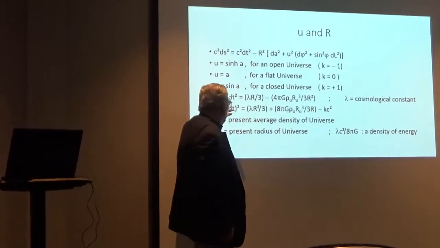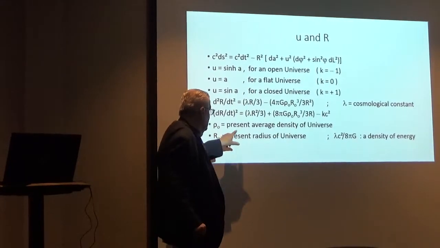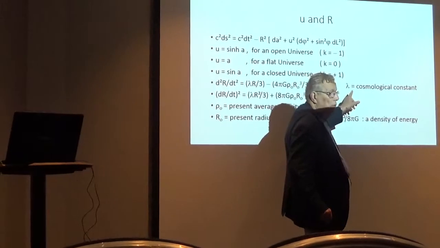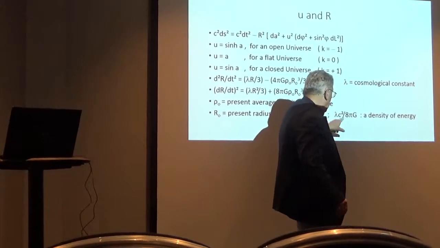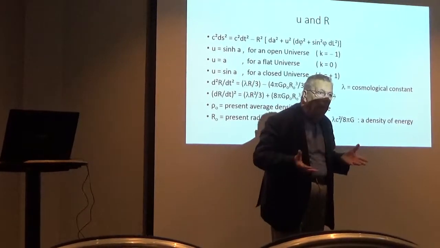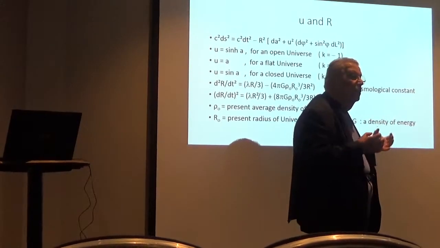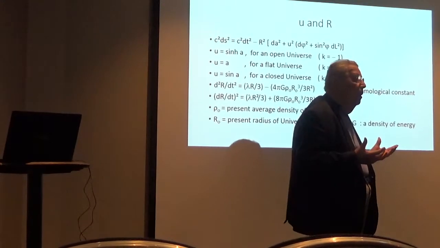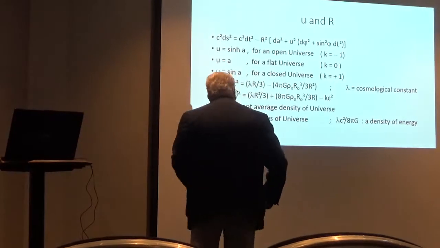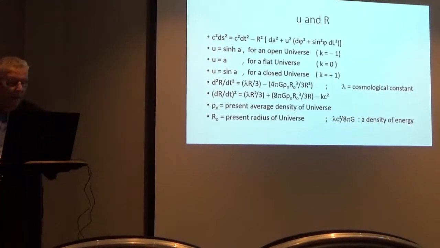And you have the Friedman-Lemaitre equation for this evolution. Rho zero is the present average density of the universe, and R0 the present radius of the universe. We have there the cosmological constant of Einstein, and that ratio is called density. It is a density of energy, and it is called, I don't know why, the density of energy of the vacuum. If this was true, the total energy of the universe would increase with the expansion, and the conservation of energy would no more be true. So, as I suspect, it's just an idea and not a reality.